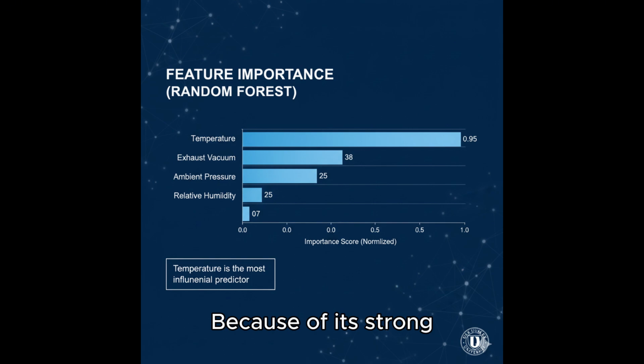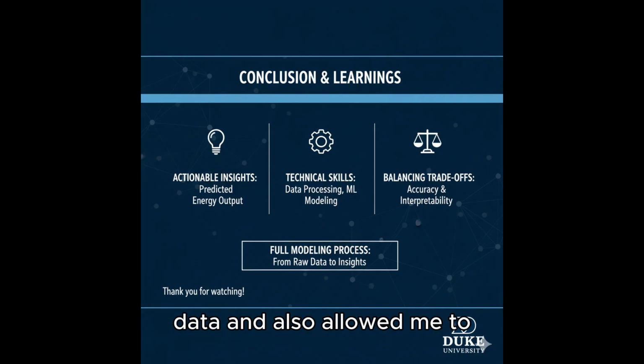Because of its strong performance and interpretability, I selected the random forest as my final model. It delivered the best predictive accuracy, captured complex relationships in the data, and also allowed me to explain which features were driving results.